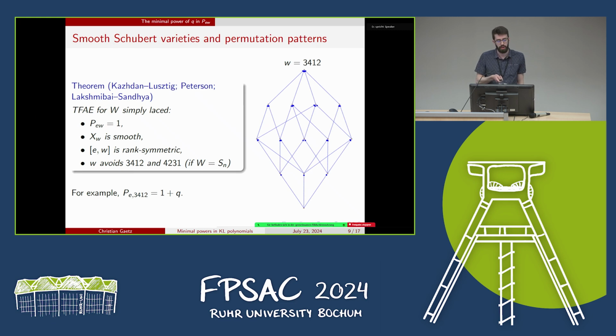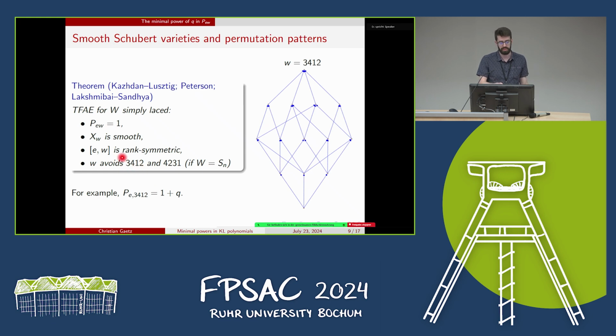One is that the polynomial P_{e,w}, where e is the identity element, is just the constant 1. That's equivalent to X_w, the Schubert variety, being a smooth variety. That's also equivalent to the Bruhat interval between the identity and w being rank symmetric, that is, having the same number of elements on the ith level from the bottom as on the ith level from the top. And lastly, to w avoiding these permutation patterns, if indeed we're in the symmetric group.